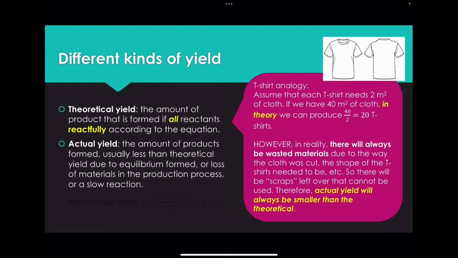So the actual yield refers to the amount of products formed, usually less than the theoretical yield, due to, for example, equilibrium being formed, or loss of materials in the production process, or a slow reaction. Then percentage yield simply equals the actual yield, the actual amount of products that we have derived from a certain reaction, put over the theoretical yield, according to the stoichiometry ratio, how much we could produce, and then we multiply by 100 to convert it to percentage.